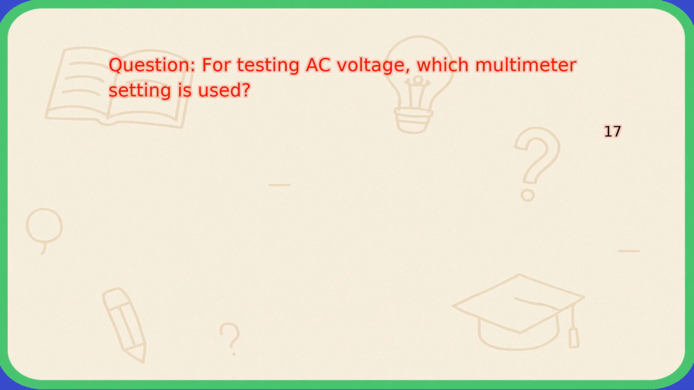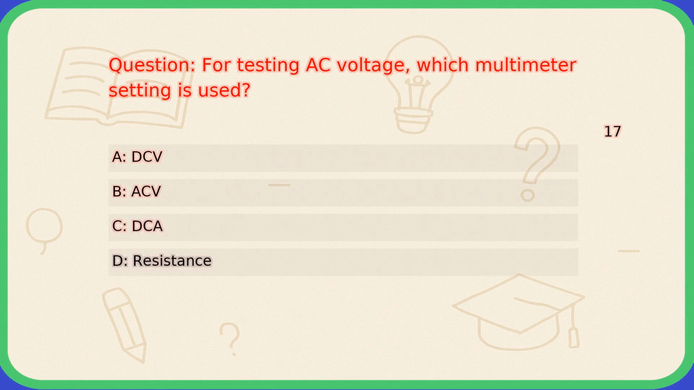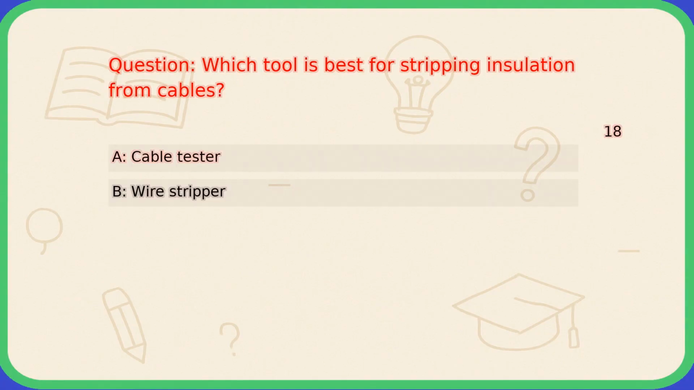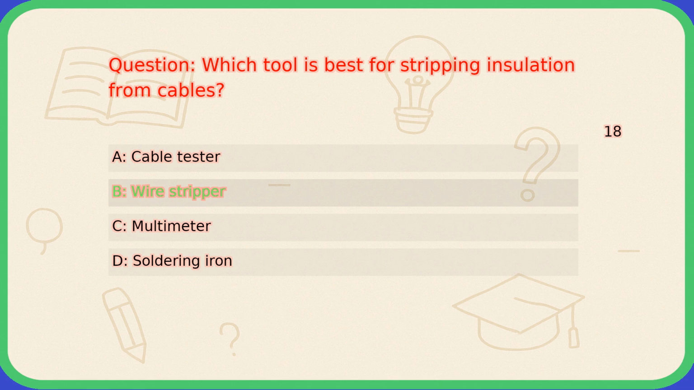Question: for testing AC voltage, which multimeter setting is used? Answer: B. ACV. Question: which tool is best for stripping insulation from cables? Answer: B. Wire stripper.